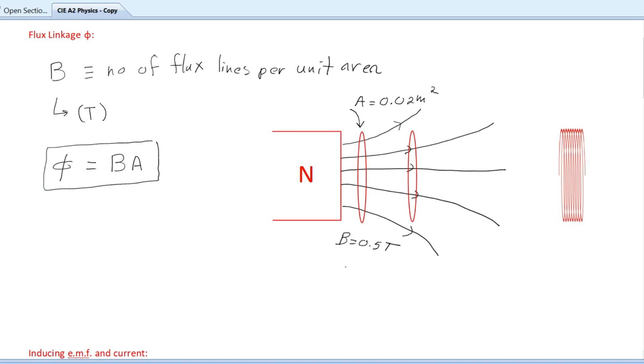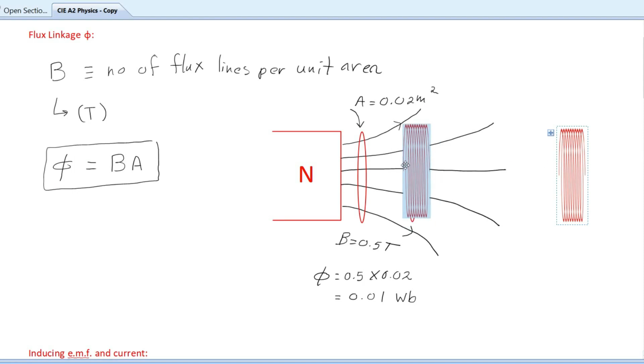So here the flux would be 0.5 multiplied by 0.02, and you get the answer as 0.01, and the unit of the flux linkage or the flux is Weber, abbreviated Wb.